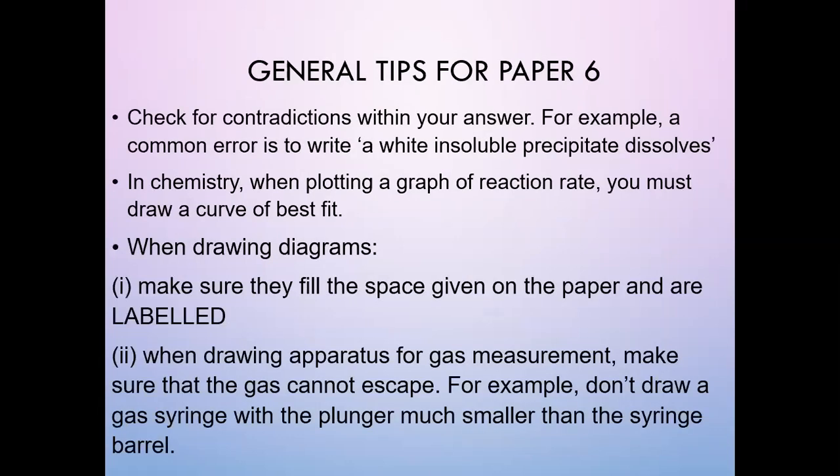General tips for paper 6. Make sure your answers do not contradict. For example, you cannot write a white insoluble precipitate dissolves, because insoluble and dissolves have opposite meanings. Now, when you plot a graph for rate of reaction, make sure you draw a curve of best fit. Do not include anomalous results when you draw the curve.